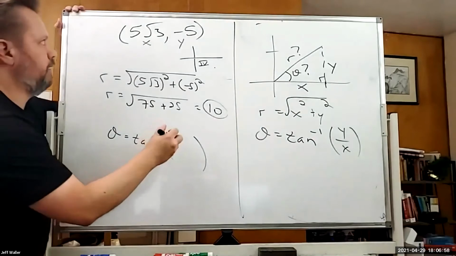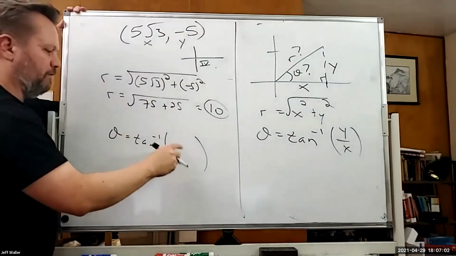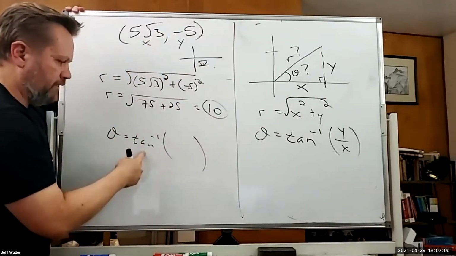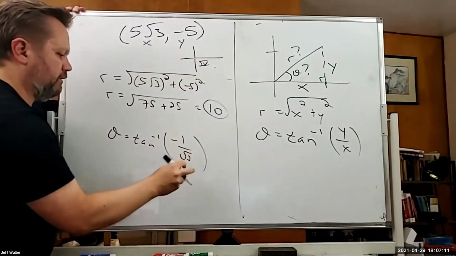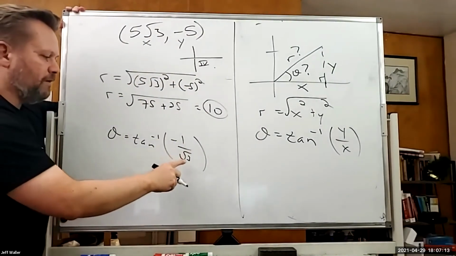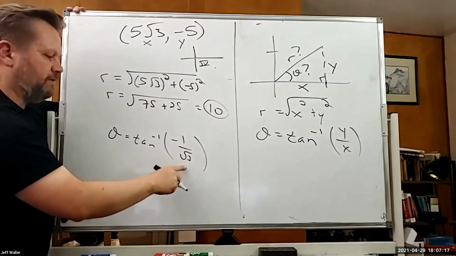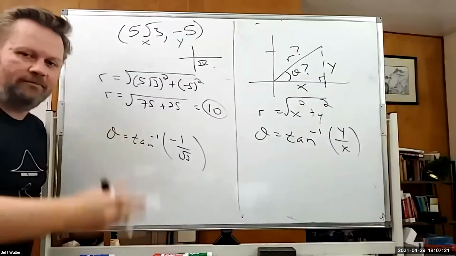And then this guy, I would put y over x. People are really just a little too lax with this. Be careful how you put these in here. It's inverse tangent, so it's got to be y over x. So it'll be negative 1 over root 3, which is actually something you should know. You should be able to figure out what angle that relates to. If you throw it in the calculator, you're going to get the answer.